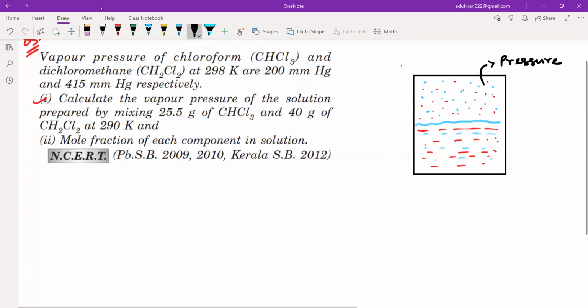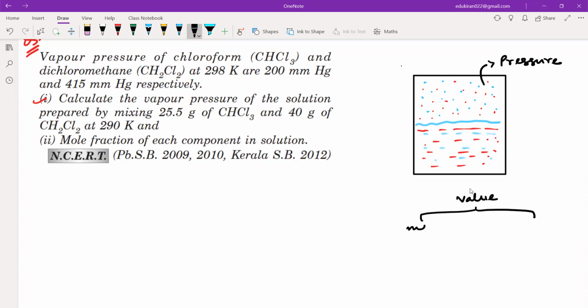Now tell me, is this a good question to ask? That means they're asking you to calculate something. Yes or no? They're asking you to calculate the pressure. Correct? Yes. So we have to calculate the value of pressure, but we know that in order to get the value of anything, we have two methods. We can either measure it or we can calculate it.